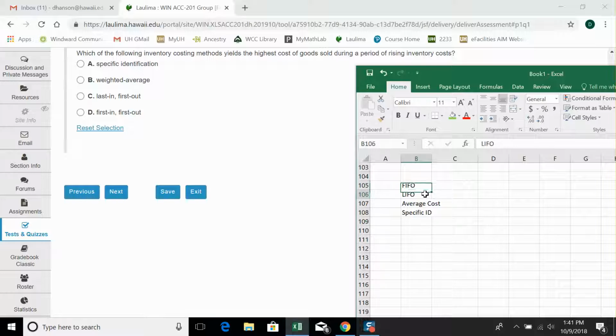Under last in, first out, the more recently purchased items are put into cost of goods sold first. So in times of rising costs, the more recent items that were purchased would be the more costly items. By moving the more costly items into cost of goods sold first, you end up with a higher cost of goods sold using LIFO, last in, first out. So which of the following costing methods yields the highest cost of goods sold when there are rising inventory costs? That would be LIFO, last in, first out.